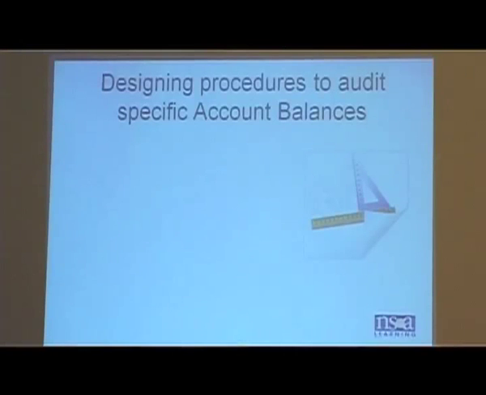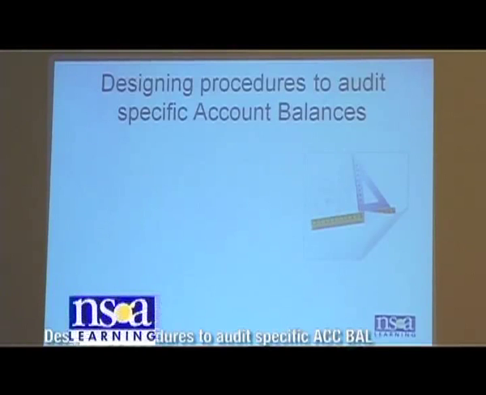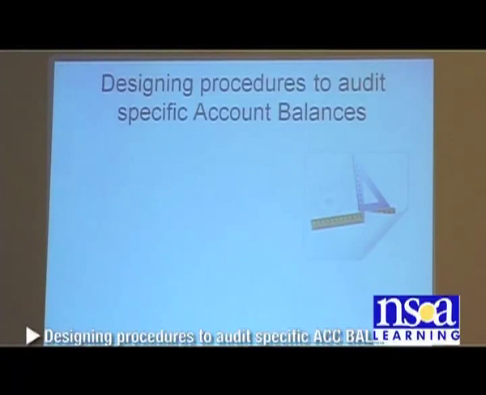Designing procedures to audit specific account balances. So here we're now getting to almost the culmination of all what we've been through so far. If I then give you, for example, a property, plant and equipment account balance, are you able to take what we've done and design appropriate substantive tests to get evidence about property, plant and equipment? Can you do that for inventory? Can you do that for goodwill? Can you do that for accounts receivable?